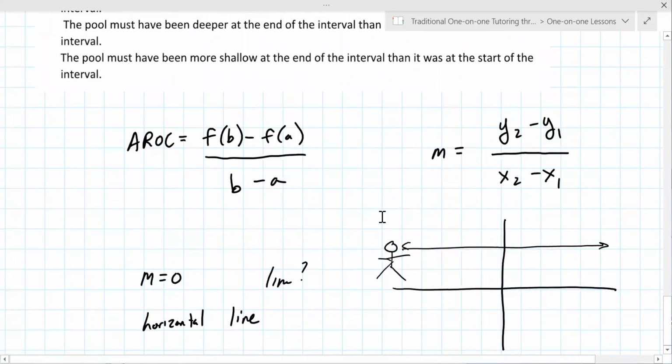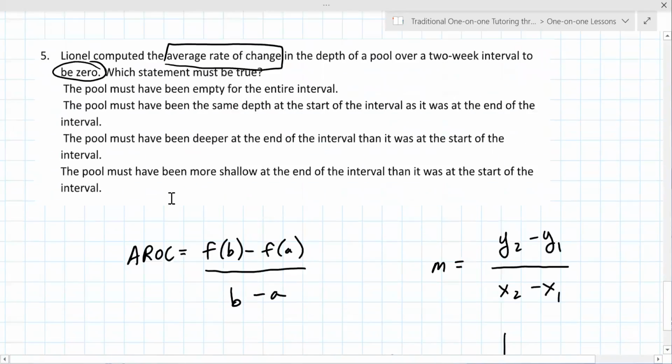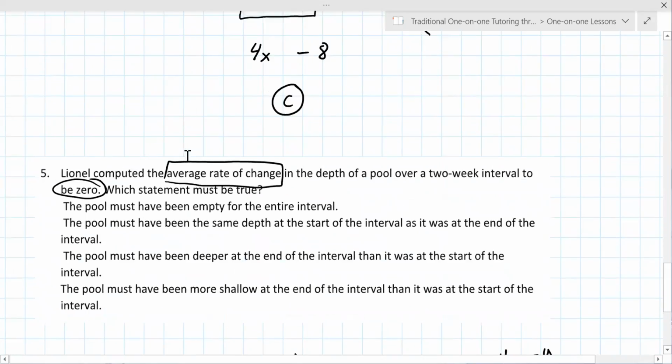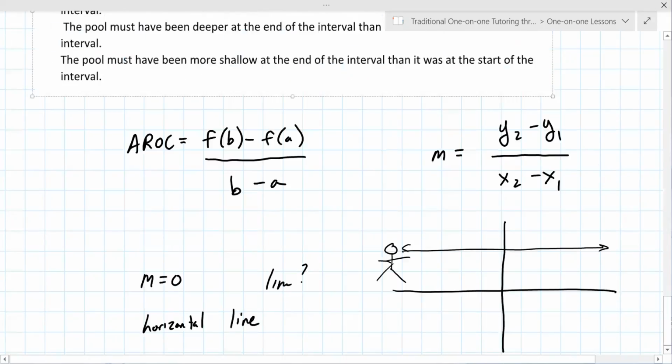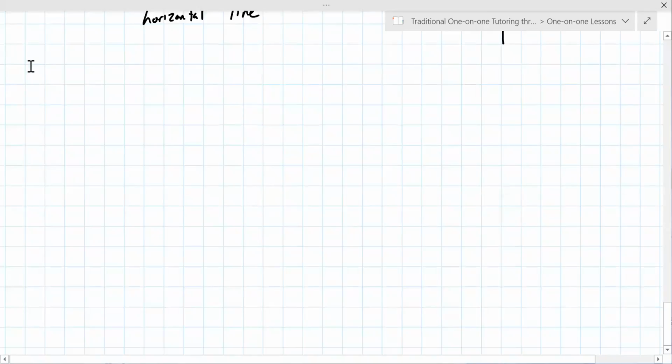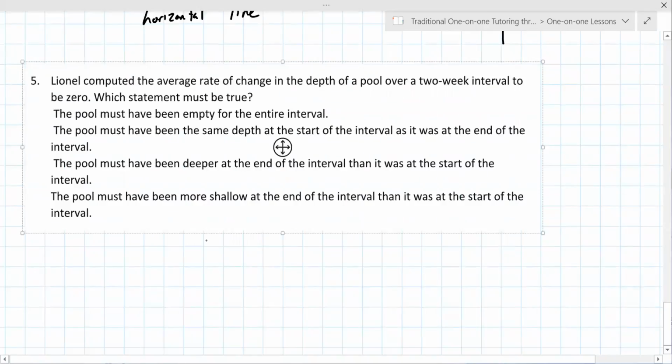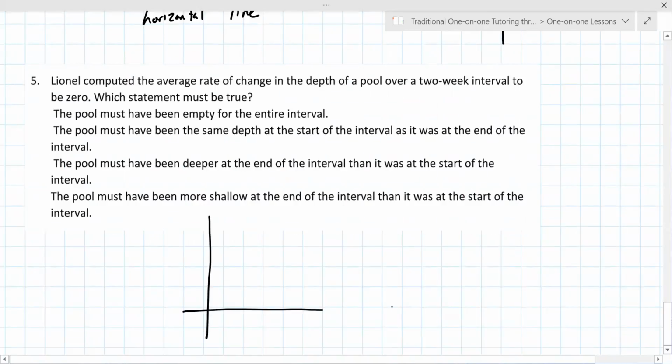So we've taken a bit of time to diverge. Let's go back and actually look at the question again. Lionel computed the average rate of change, which I keep telling you is slope, and the depth of the pool over a 2-week interval to be 0. Okay, so here's a graph. Let me actually grab the question again, and we're going to make a graph. Here is the depth of the pool, and this is time.